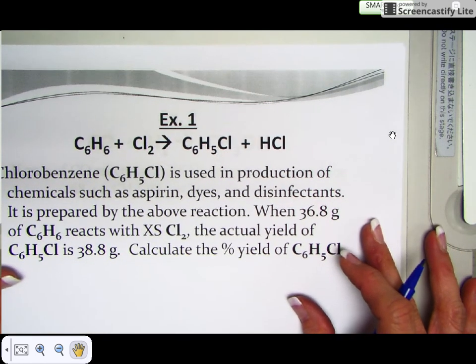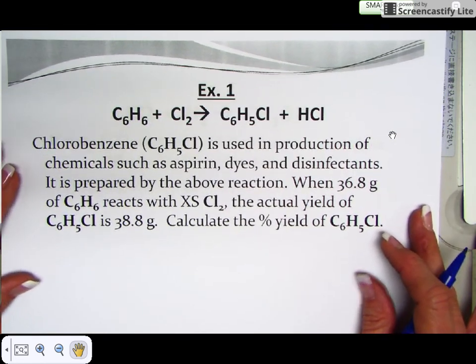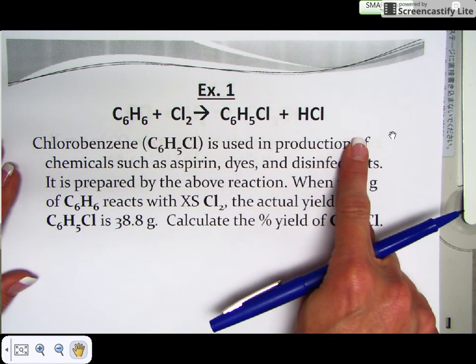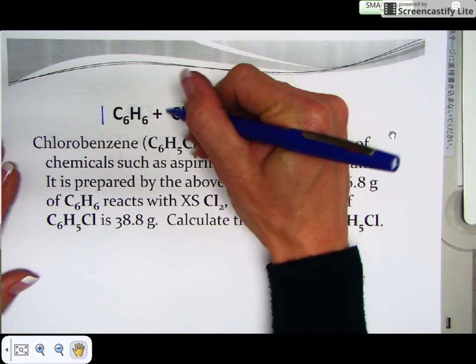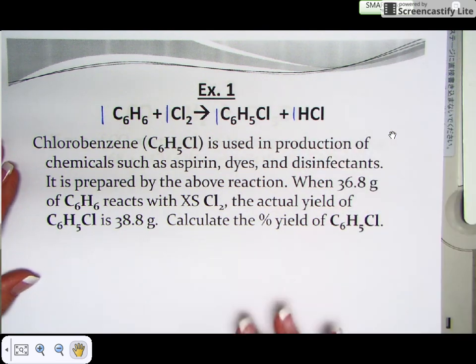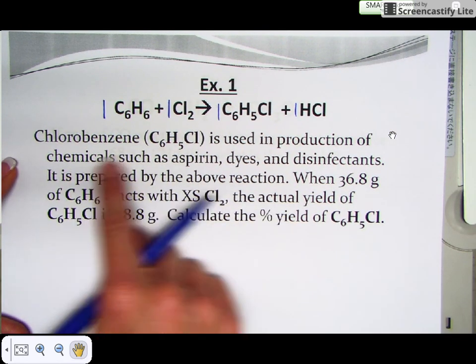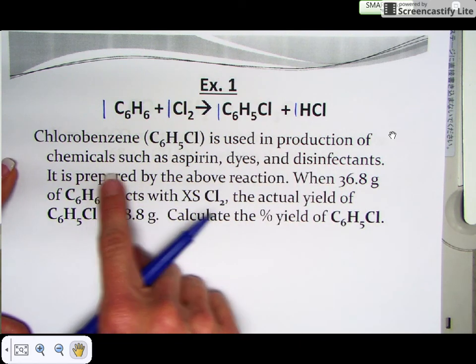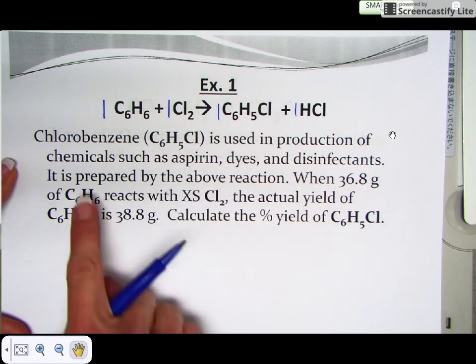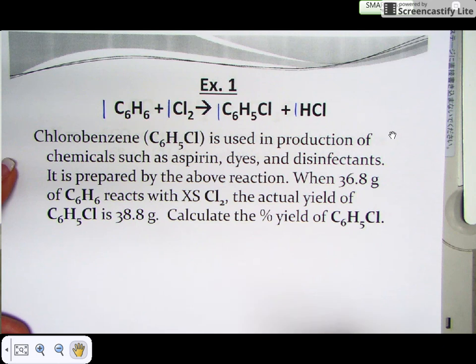from our notes. Here we have an equation, and always check it to see if it's balanced. This one is already balanced. It's a 1 to 1 to 1 to 1 mole ratio. So of course they tell us some information. Chlorobenzene is used in the production of chemicals such as aspirin, dyes, and disinfectants. It's prepared by the above reaction, and so on.